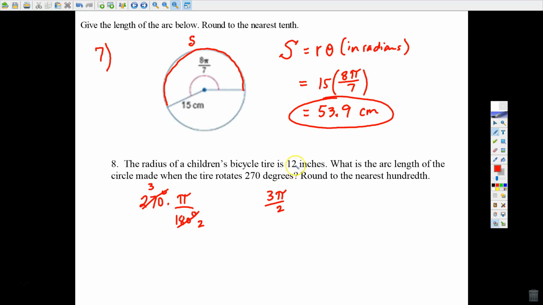Now we can multiply by the radius times 12, and you can grab your calculator at this point. And this one is 56.548, and we're supposed to go to the nearest hundredth here, so 56.55, and this would be inches. All right, that's our answer for number 8.